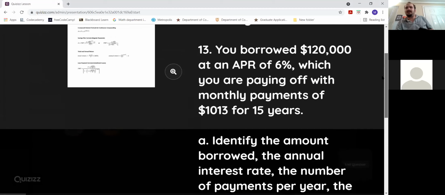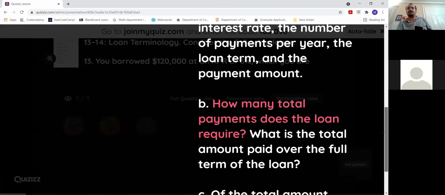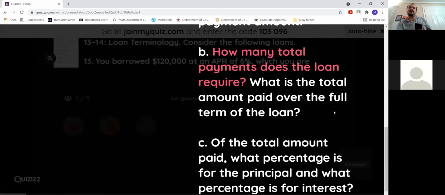So I believe we are going 15 years, and we're doing monthly payments. So how many payments total is that going to be? We're doing it 12 times a year for 15 years. They're not asking for a money amount. They're just asking for the total number of payments. How many times are you going to make payments? You're making payments 12 times a year for 15 years.